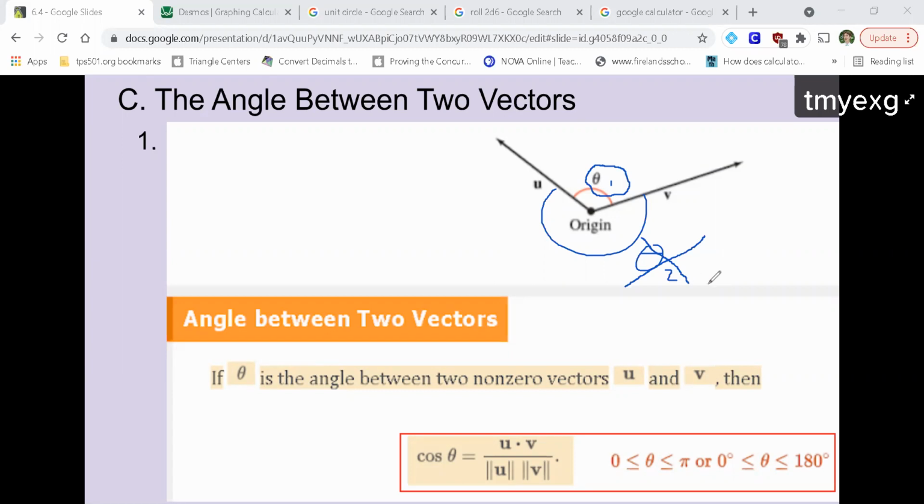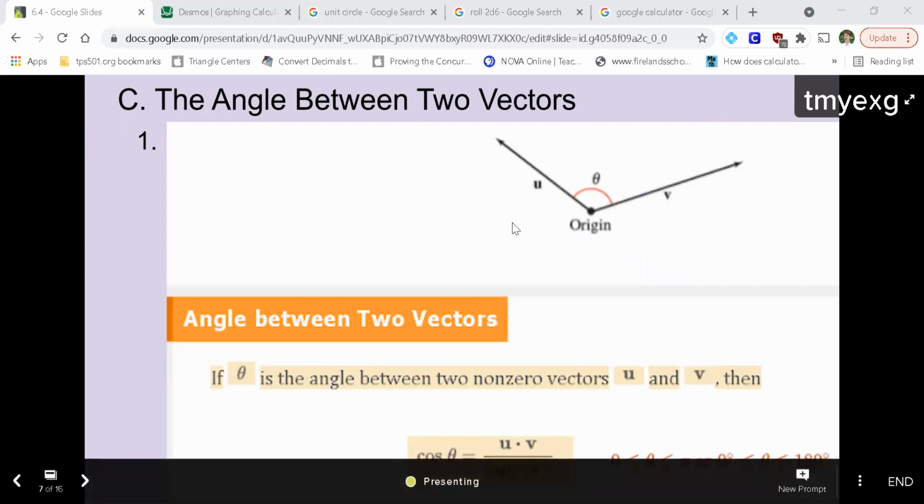Questions on this? Does everyone have the formula written down? Anybody need more time to write? All right, let's do an example.